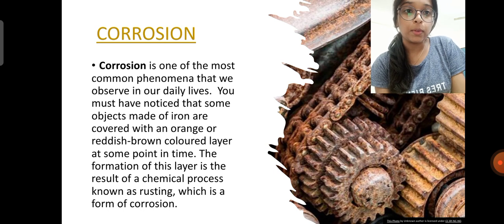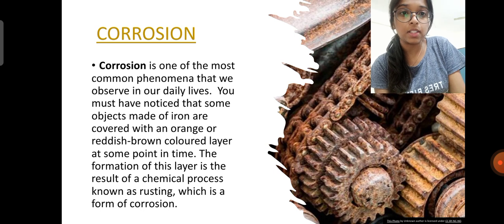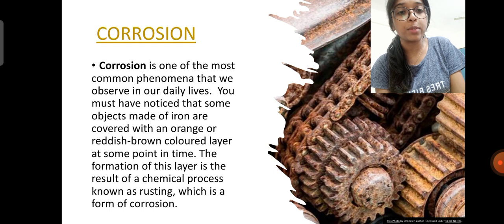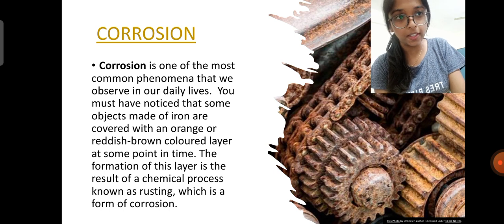We might have noticed that some objects made of iron are covered with an orange or reddish-brown colored layer. The formation of this layer results from a chemical process known as rusting, which is also a form of corrosion.